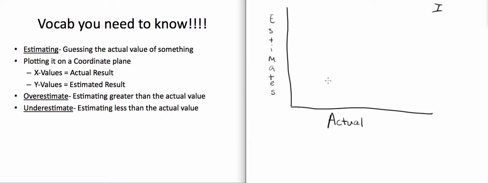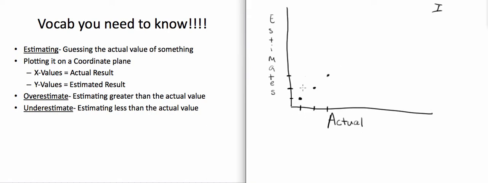All right, so what we have here is that when we estimate something and we actually get it right on the actual value, so if we estimate something to be 1 and the actual value is 1, our point goes right there. Okay, when we estimate something to be 2, and the actual value is 2, it goes right there. Same thing with 3 and 3.